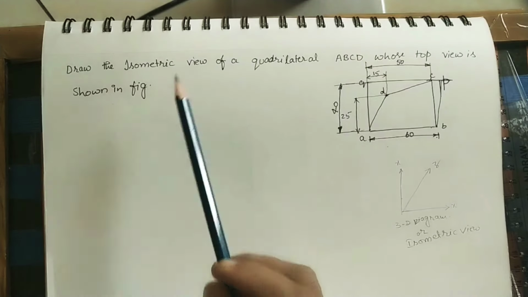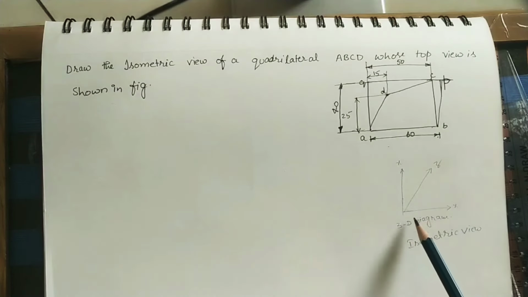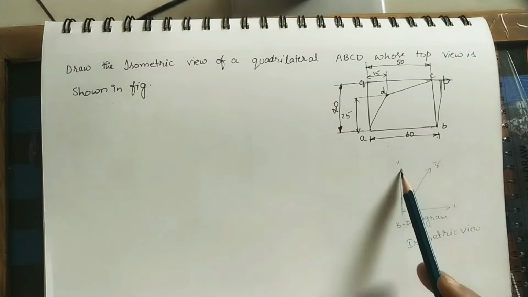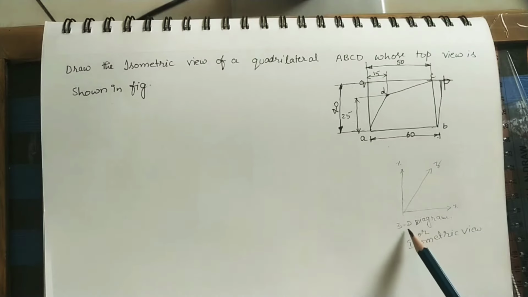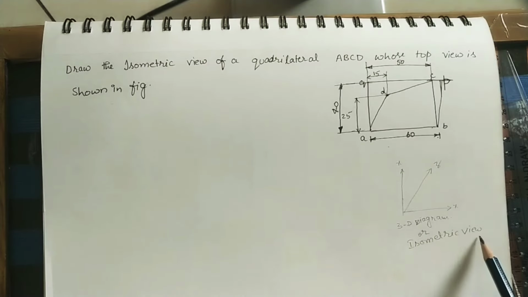What is an isometric view? Isometric view means here we have to take the dimension in the x direction as well as in the y direction and in the z direction. In three directions, we have to take the dimensions. It is called a 3D diagram or isometric view.